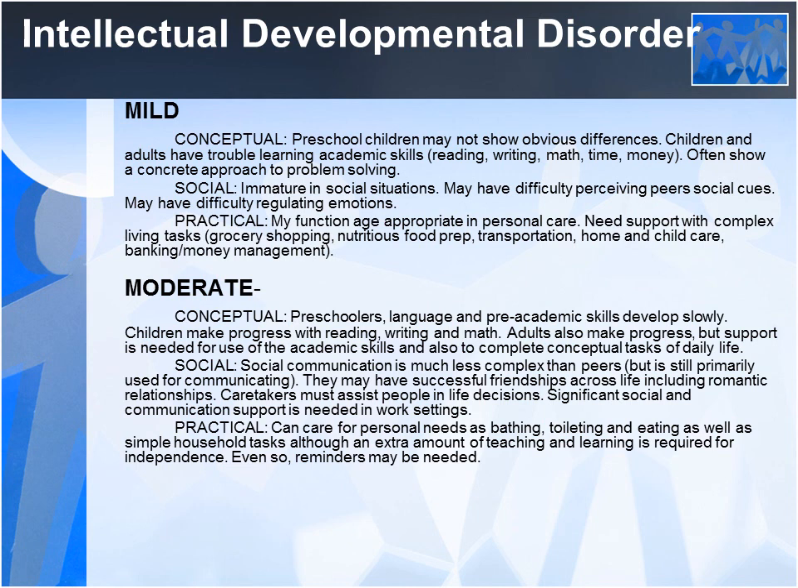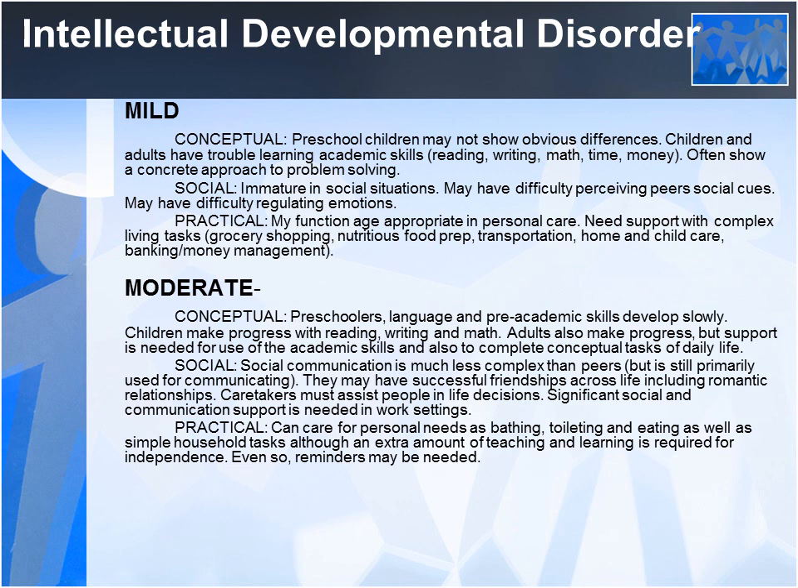What you may see with somebody who has mild intellectual developmental disorder is, in their conceptual skills, a preschooler may not show obvious differences. However, school-age children and adults have trouble learning some academic skills like reading, writing, math, time, and money, and they often show a concrete approach to problem solving. So they're going to be really black and white. It's right or it's wrong. Socially, they may seem immature in social situations, and they may have some difficulty perceiving peers' social cues. So any snickering or laughing that their peers may be doing, they may not pick up on that. And they may have some difficulty regulating emotions, so they may have a few more meltdowns than other kids.